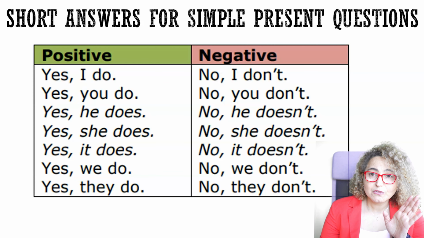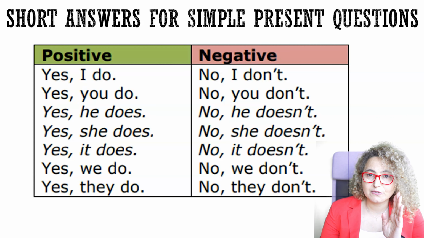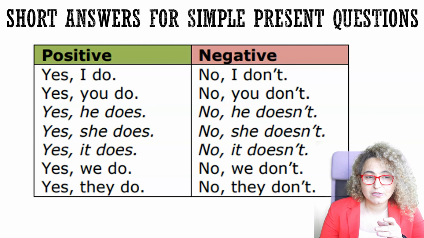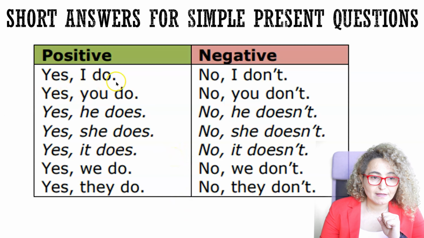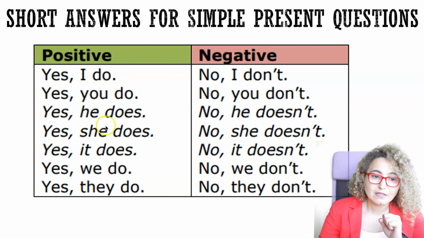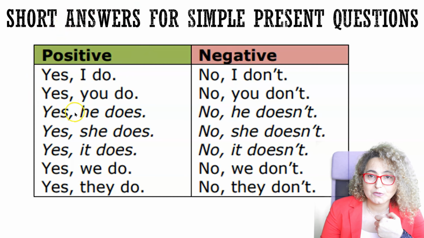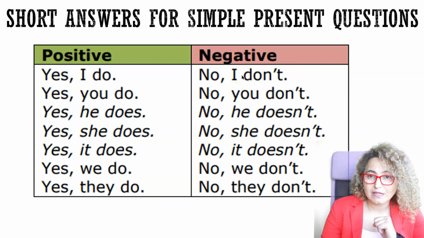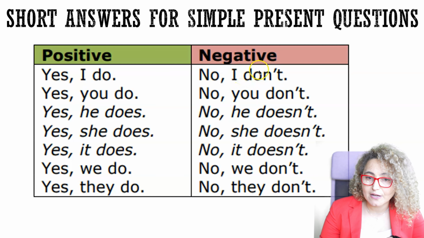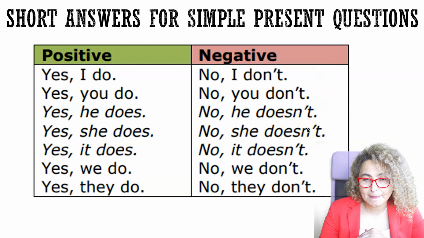When you have a do question, do or does, at the beginning of the question, the answer is very straightforward and very short. Okay? Do you exercise every morning? Yes, I do. Does she exercise every morning? Yes, she does. That is the positive part. That's what you're saying, yes. If you're saying no and the answer is negative, you always have to add do not or does not.